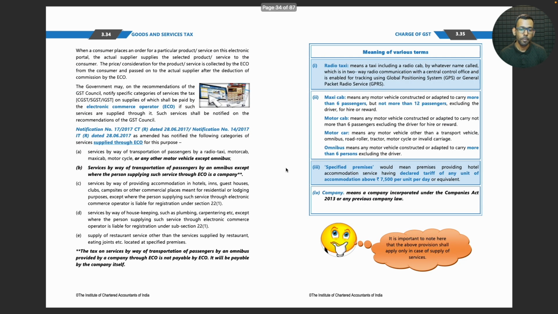to the consumer. When a consumer places an order for a particular product or service on this electronic portal, the actual supplier supplies the selected product or service to the consumer. The price or consideration for the product or service is collected by the e-commerce operator from the consumer and passed on to the actual supplier after the deduction of commission by the e-commerce operator.